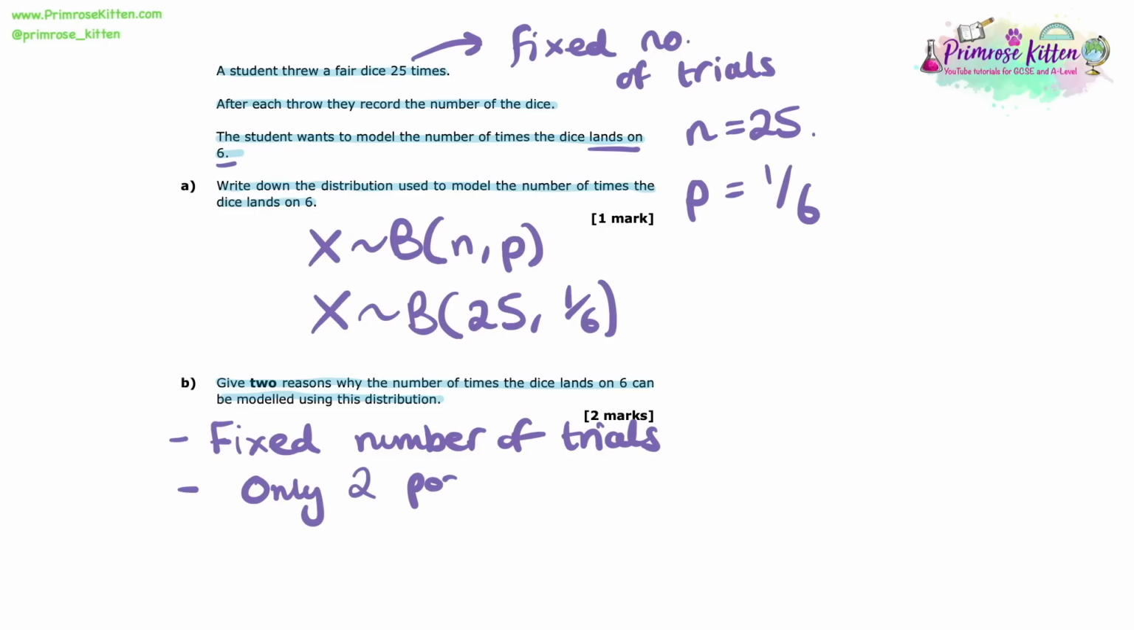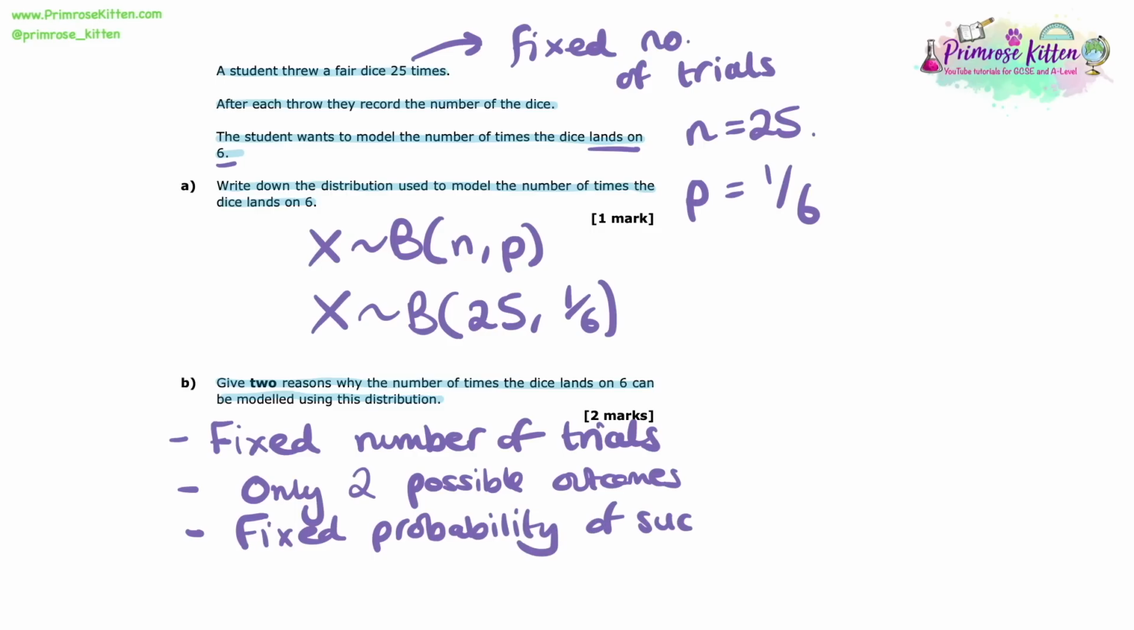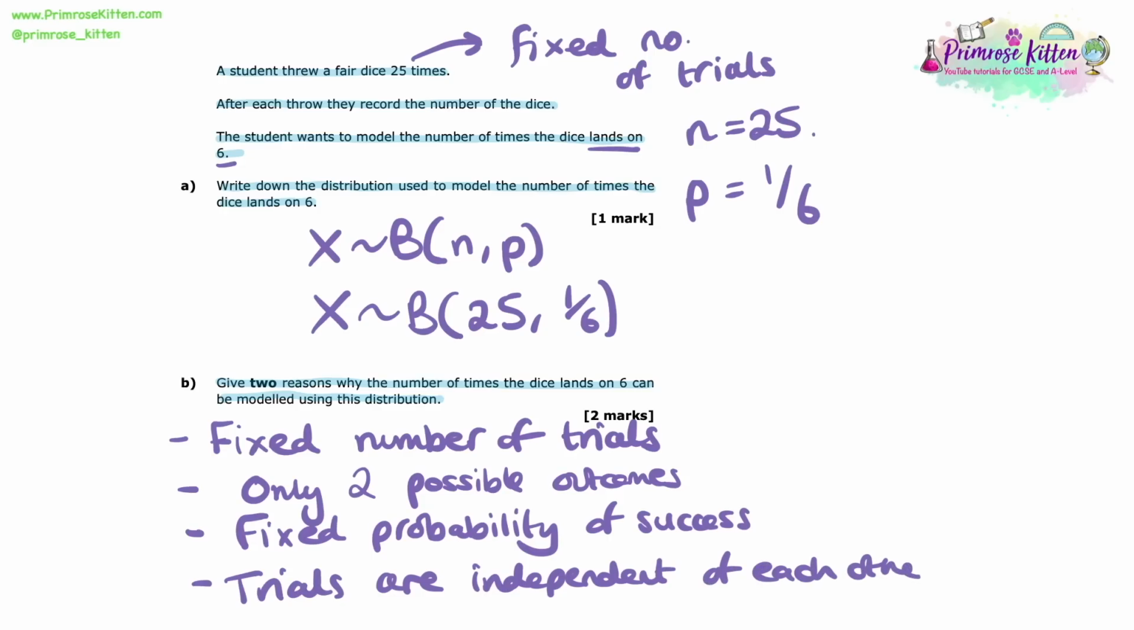We can also see that there are only 2 possible outcomes. So in this case, we can only get a 6 or not a 6. We can also see that there is a fixed probability of success. We know that because it's a fair dice, the probability of getting a 6 is 1/6, and that won't change. And finally, the trials are independent of each other. Once you throw the dice one time, it doesn't make it any more or less likely that you will get a 6 the second time. And those are 4 things that are always true when it comes to choosing a binomial distribution. So if you didn't know those, turn it into a flashcard now and get learning them, because that's 2 easy marks on your stats paper.